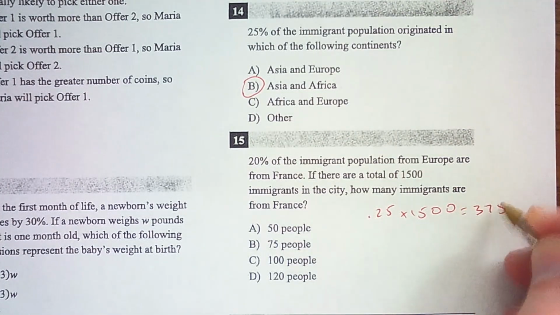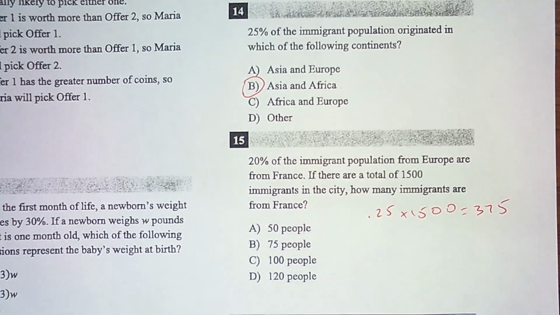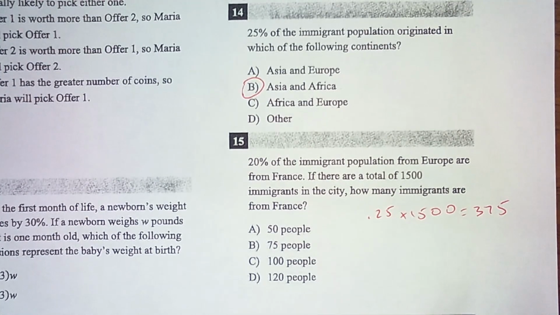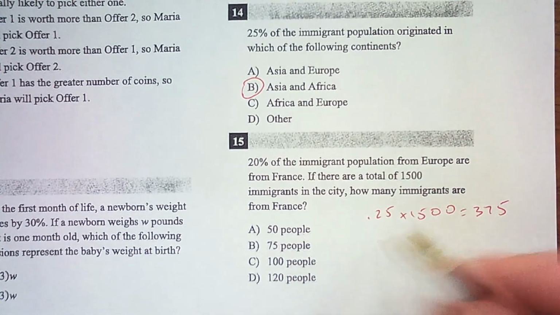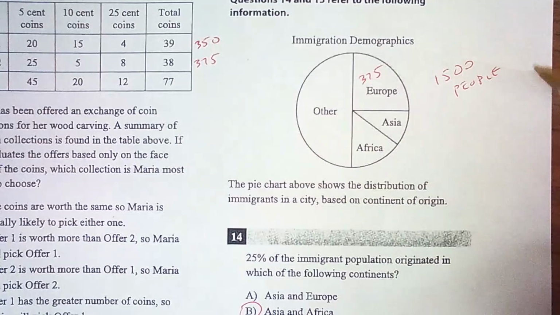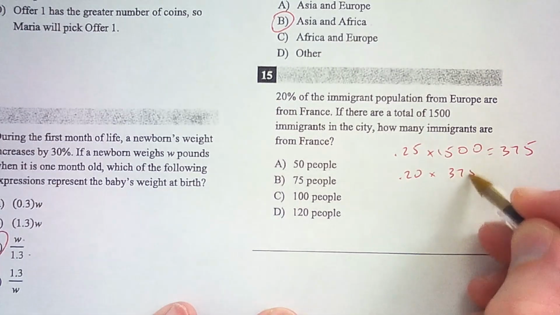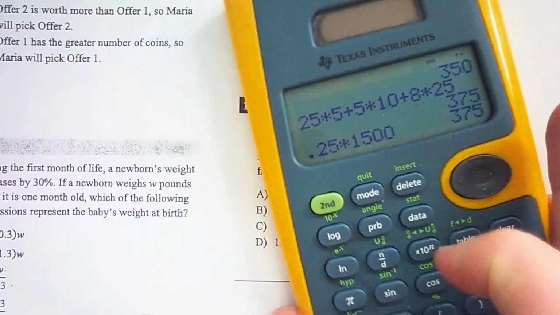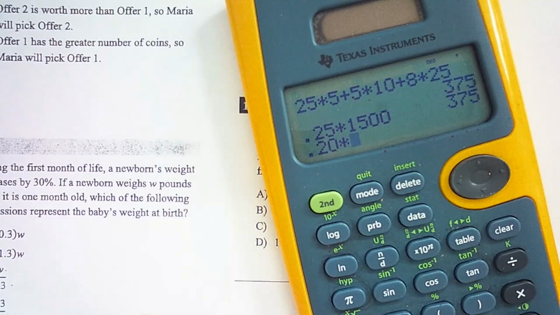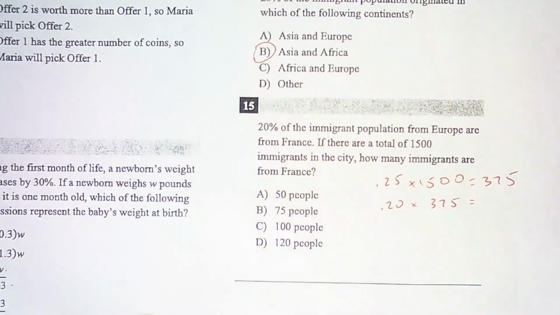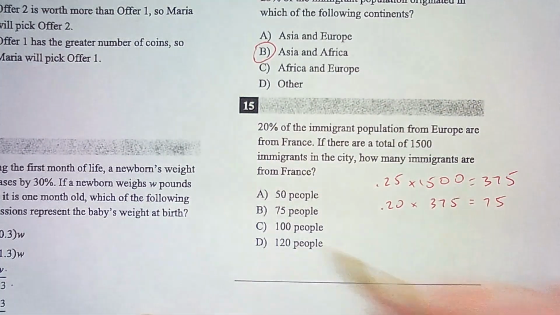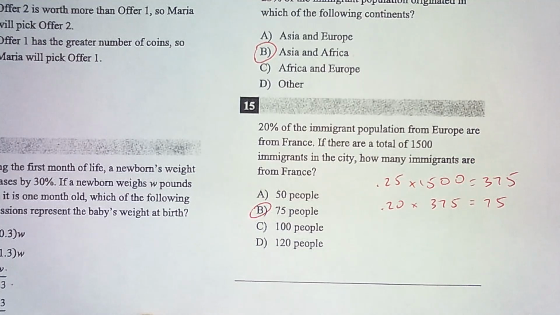So it looks like 375 are coming from Europe. Now, 20% of them, so it's 375 from Europe, and 20% of that is from France. So 0.20 times 375. 0.20 times 375 is 75. So it looks like 75 people in this city immigrated from France.